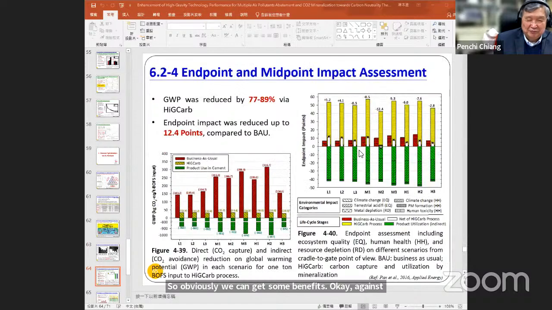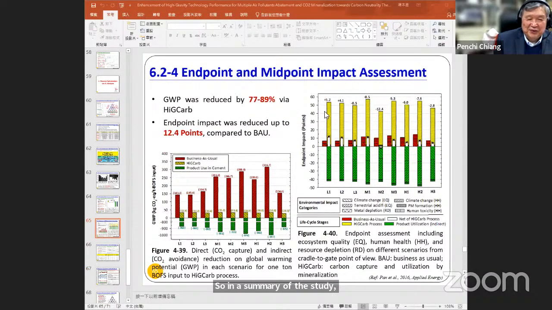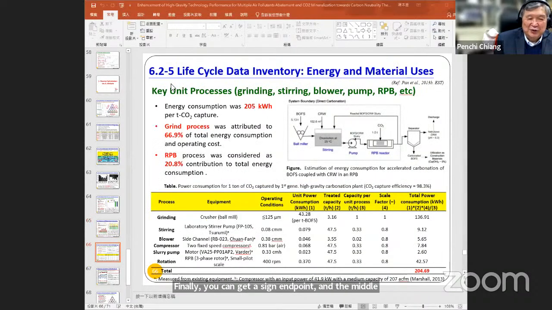So in summary of this study, based on the life cycle analysis, they usually provide such an analysis called the endpoint and midpoint impact assessment. Because the time is limited, I don't want to explain in detail, but I believe if you spend the time to understand the life cycle assessment, you can finally get an endpoint and midpoint. Once again, based on the life cycle data inventory, we have energy and material use at the different unit processes. This is the summary of all the processes and equipment, the operating conditions, and all the information shown here based on our study, which also has publications in international journals.